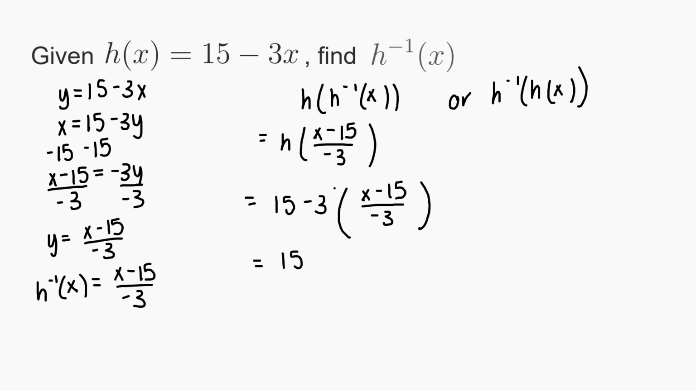15. The -3's cancel out. So this becomes positive x minus 15, which means this equals x. So we know that we found our inverse correctly.